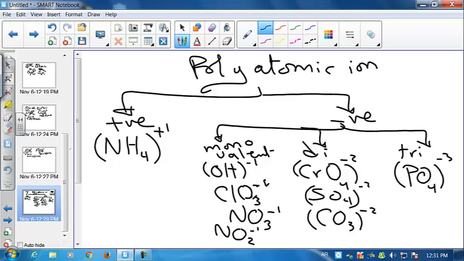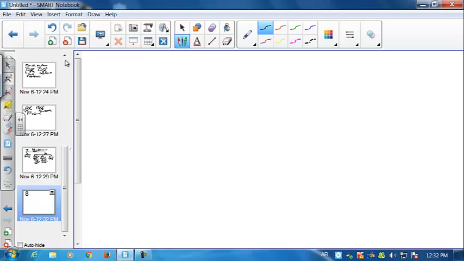How do we name it? As they are. This is ammonium, this is hydroxide, chlorate, nitrate, nitrite, chromate, sulfate, carbonate, phosphate, and you put it in the compound and you name it as it is. And we will take some examples.